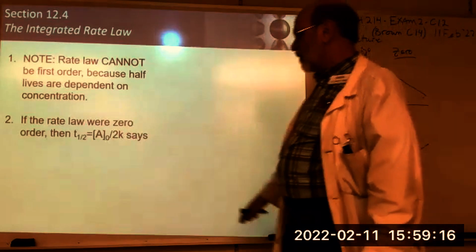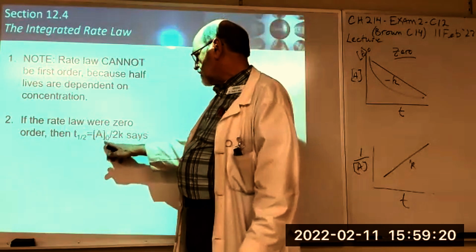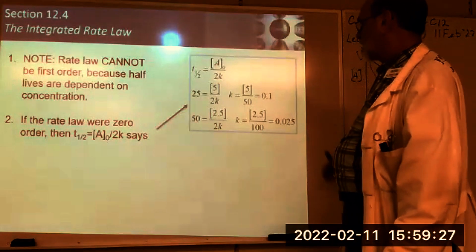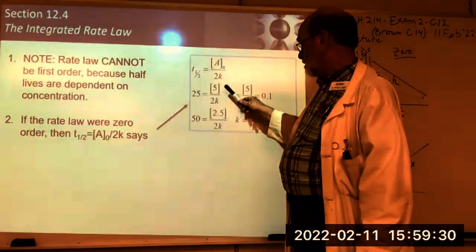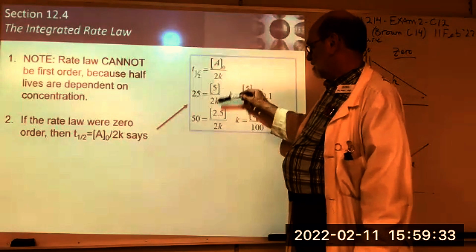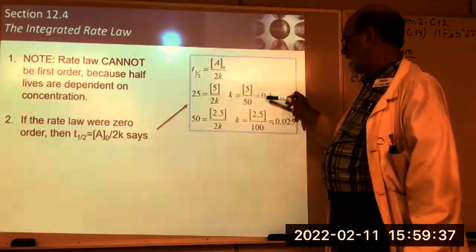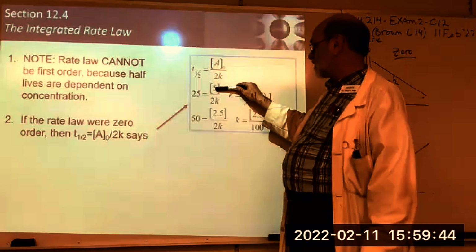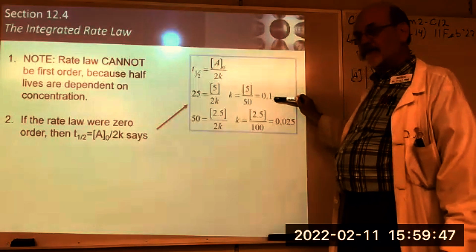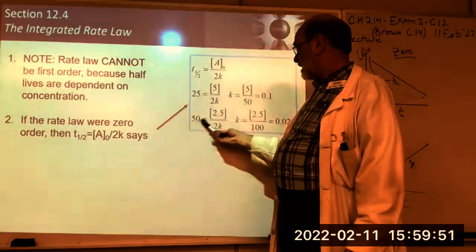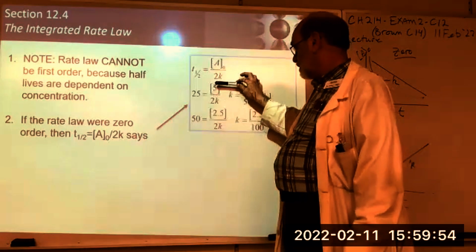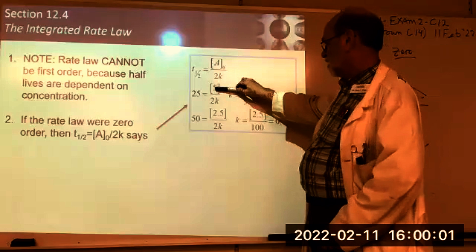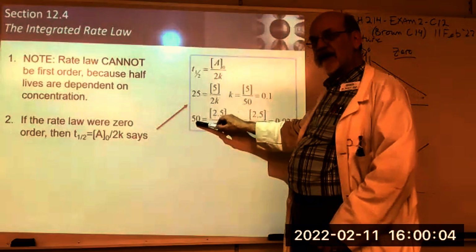If the rate law were 0 order, then the half-life would be the initial concentration divided by 2K. So why don't we do that? Here's the first one. The first half-life is 25, so 5 divided by 2K, solve for K, and K is equal to 0.1. This is the first half-life, 25 minutes, and this is the initial concentration. If we do it for 50, the second half-life, then our starting point is 2.5. From this position where it was 5, replace 5 with 2.5 and the new half-life.